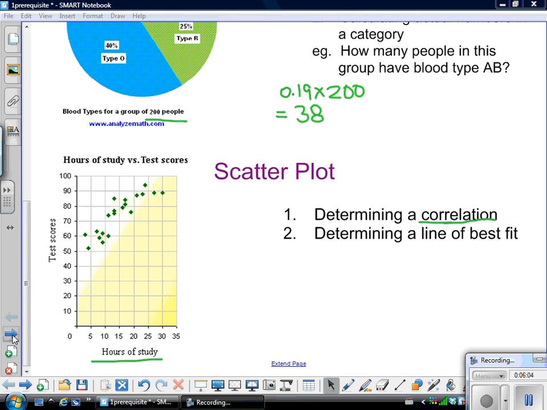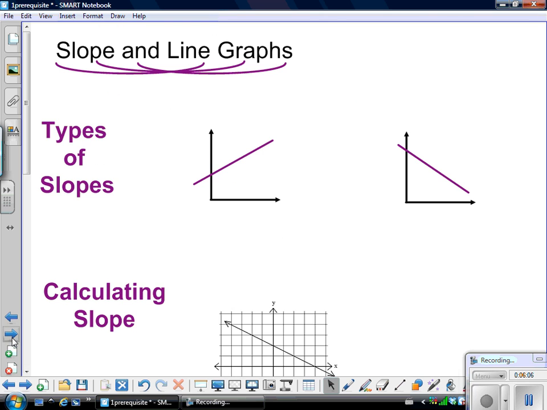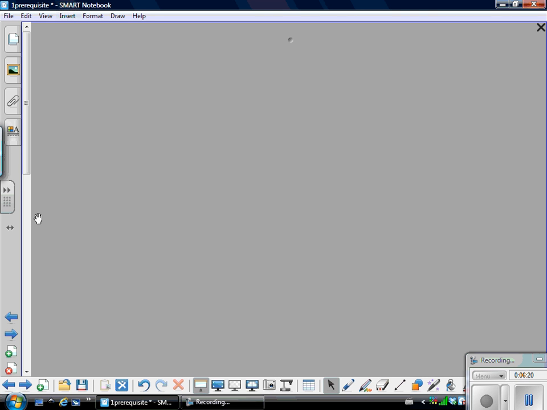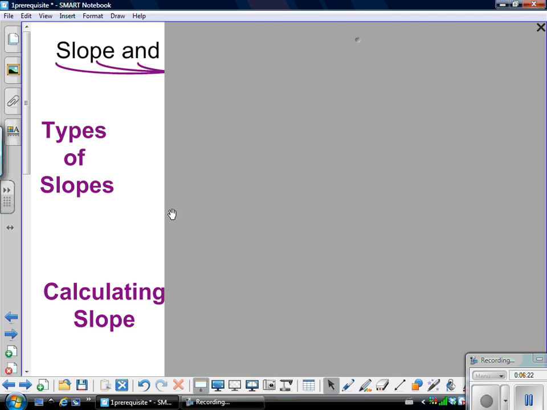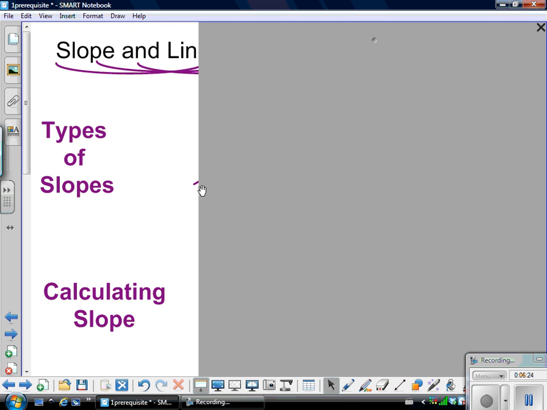Now, when we're talking about a line of best fit, what we want to look at is the types of slopes. Now, again, you've been working with these, so it's not a big surprise. Remember, when we're reading graphs, we're reading them from left to right. So I'm interested in this line that's starting here, this little purple line, and as I go, is it going up or down?